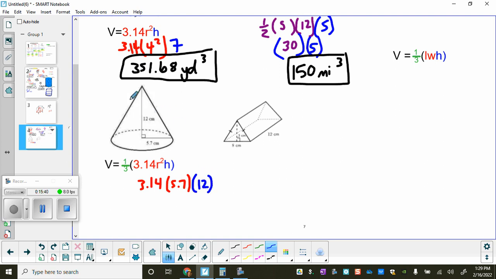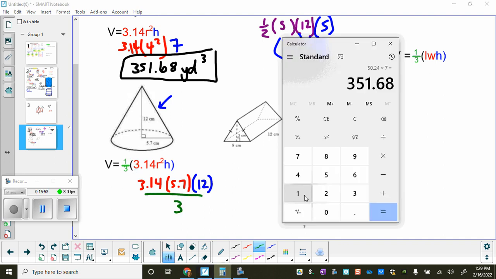If I was finding surface area of this cone, then I would need the Pythagorean theorem to get the slant height on the outside, but I don't care about that. I'm not looking at the outside right now. This video is all about the inside, so I care about the 12. And then, like I mentioned, instead of putting a 1/3, I just like to do a big fat divide by 3 at the end in the calculator.